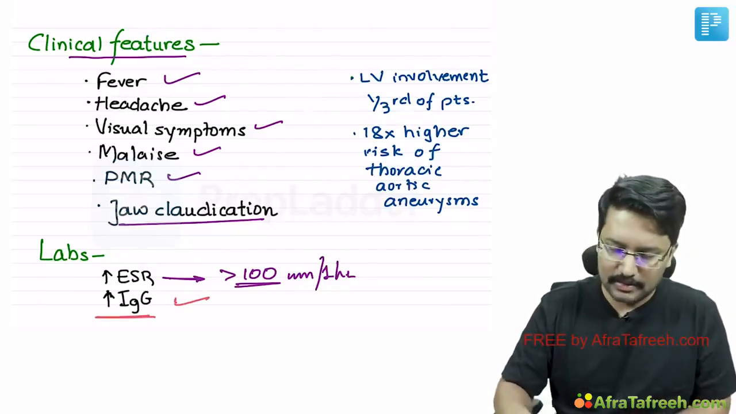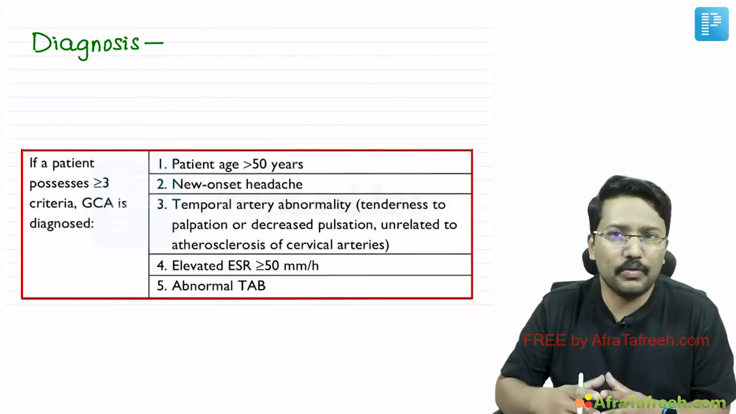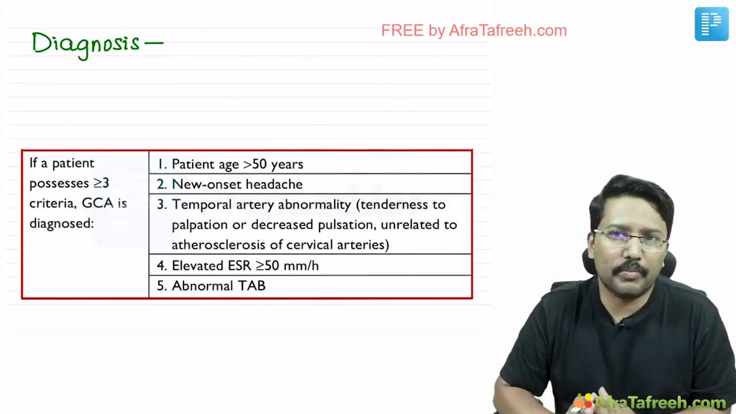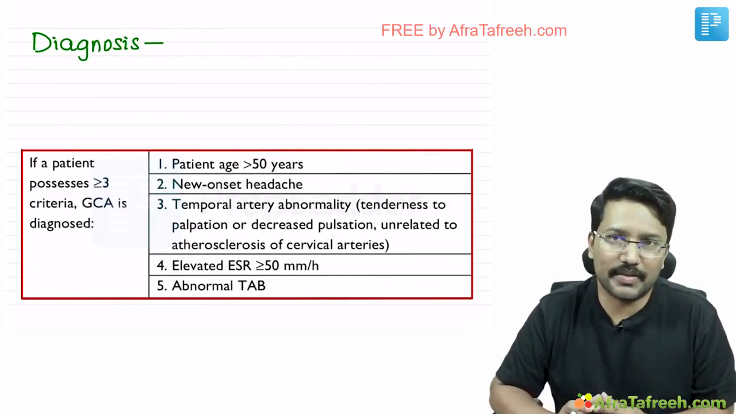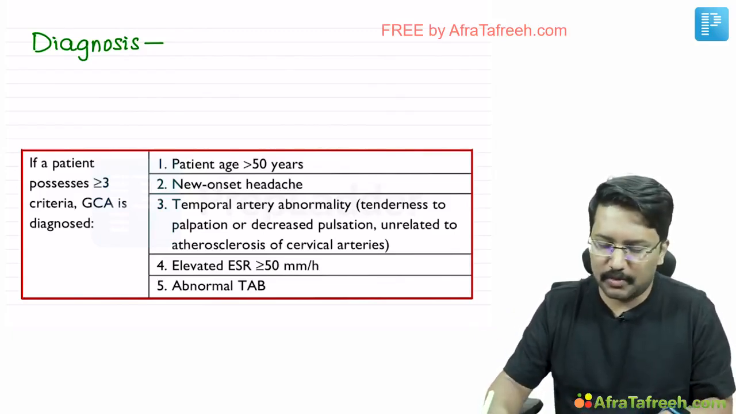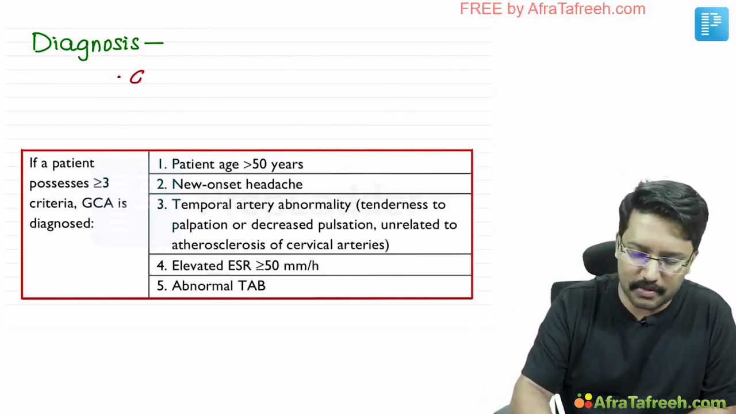IgG levels can be elevated in these patients. Now coming to diagnosis, one important point I want you to remember is what is the gold standard for the diagnosis of giant cell arteritis. This could be asked as a potential MCQ point, and we are already familiar with this, right?